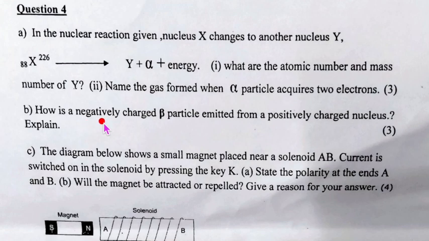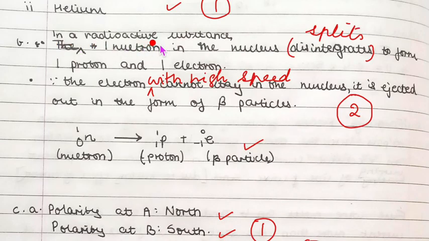For B, how is a negatively charged beta particle emitted from a positively charged nucleus explained? And that is for 3 marks. So obviously we'll have to write quite a bit of information there. So we write that in a radioactive substance, 1 neutron in the nucleus splits to form a proton and an electron. And this electron, which is with a high speed, cannot stay inside the nucleus, and so it is ejected from the nucleus in the form of beta particle.